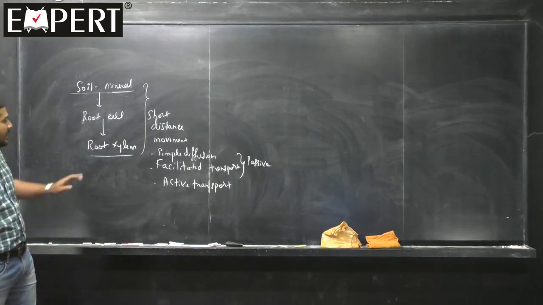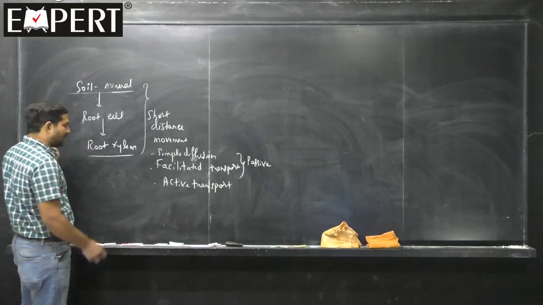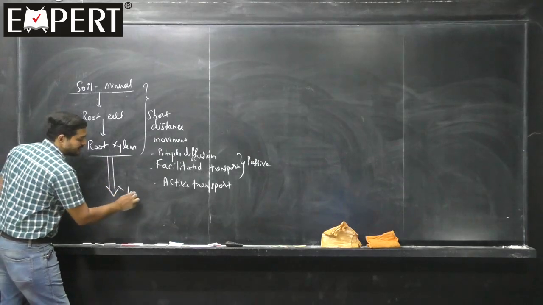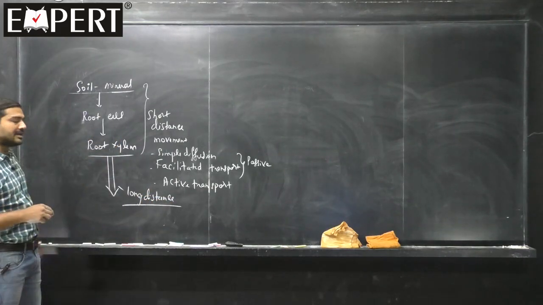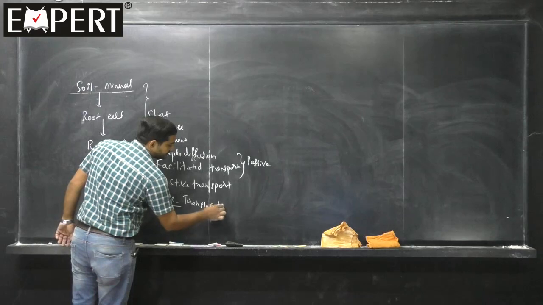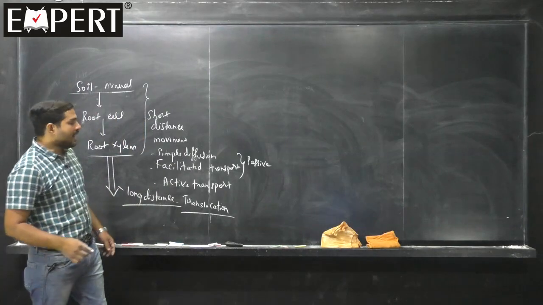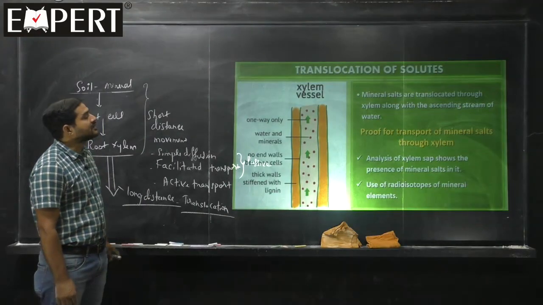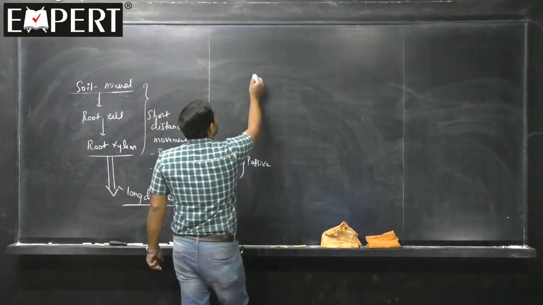Clear, students? But these are all short distance movements. Since they have come to the xylem now, the movement of the mineral in the xylem is called long distance movement. The long distance movement which is happening in the xylem, the vascular bundle, is called translocation. The aspect we are discussing now is how translocation of mineral takes place. Let us begin that. Translocation of the solutes, how it takes place.